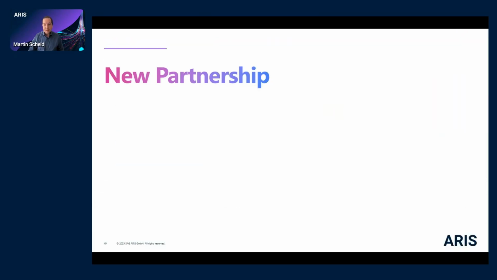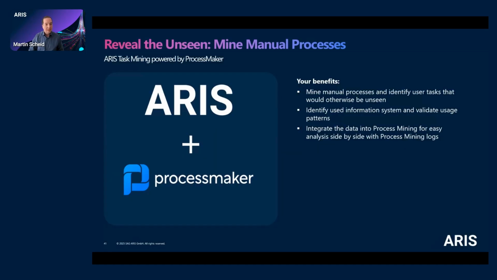So the next thing that I want to talk about is a new partnership that we have introduced. It's a partnership for a new product, a task mining product. We call it ARIS Task Mining. It's a powerful solution that we have in combination with our partner ProcessMaker. And this capability will make task mining capabilities available for our customers using our contracts. So it's an ARIS product at the end.